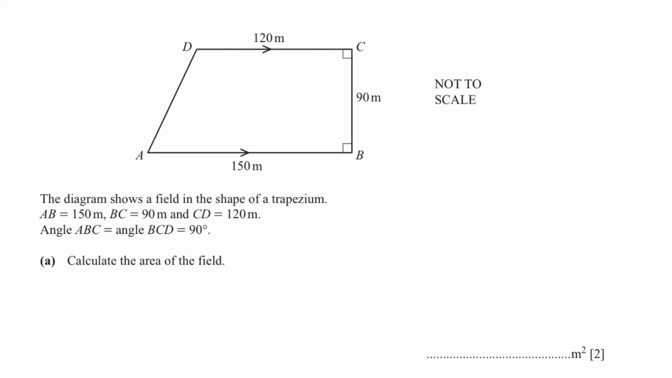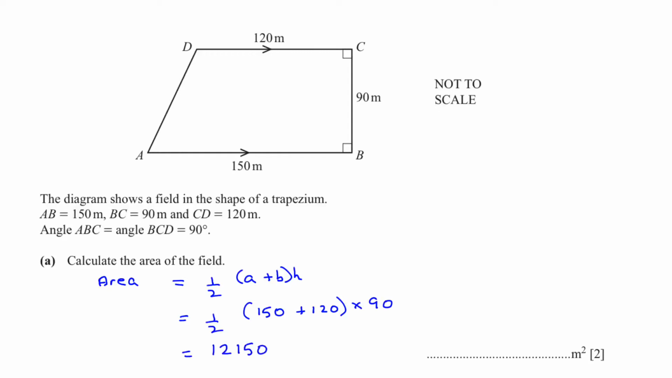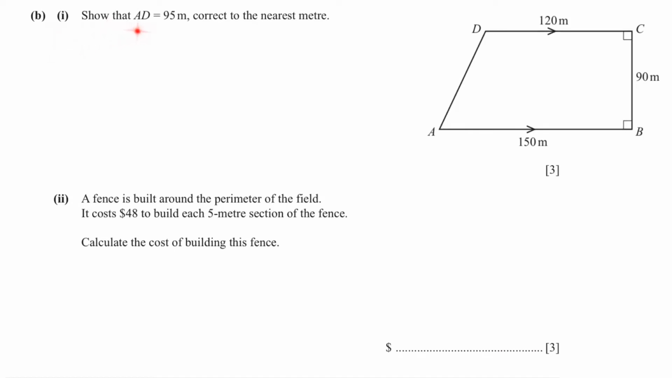To find the area of the field, we use the formula half (A plus B) H. H is your height, which is BC. A and B are your 2 parallel sides, so AB and DC. We'll replace it now, so half bracket 150 plus 120 multiply by 90. This will give us 12150. So the area is 12,150 square meters.